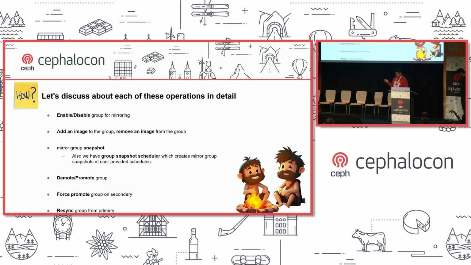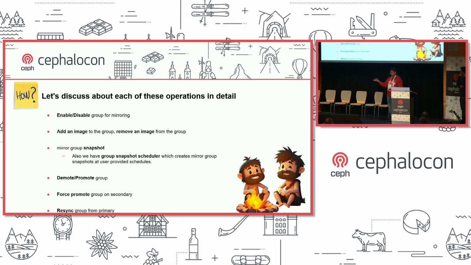We also have demote and promote group operations. A demote group operation takes a snapshot, which we call a demote group snapshot, that includes the complete set of the last delta that needs to be transferred to the secondary.